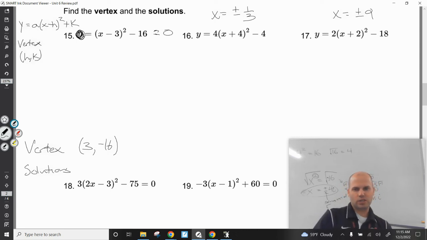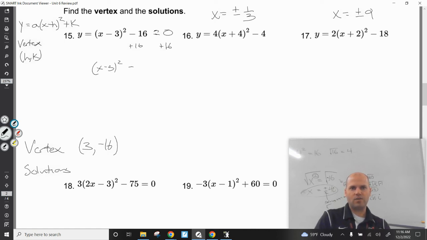I find students just are more comfortable when it's equal to 0 on the right side, but don't let it freak you out. You're going to do the same thing no matter what. So I'm going to set the equation equal to 0 on the right side. It's just like when y is 0. And I'm going to isolate the square, undo the subtraction.